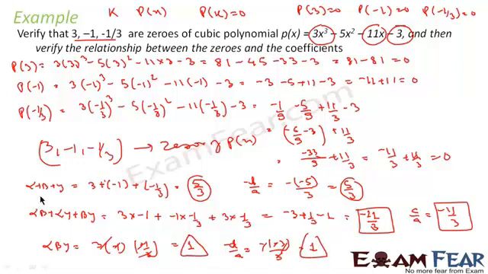Thus we have proved that alpha plus beta plus gamma is equal to minus b by a, both are 5 by 3. Alpha beta plus alpha gamma plus beta gamma is nothing but c by a, that is minus 11 by 3, and alpha beta gamma is nothing but minus d by a, that is 1. So what we have done, we have first proved that 3, minus 1 and minus 1 by 3 are zeros of this cubic polynomial, and then we have proved that the relations which we have derived, that alpha plus beta plus gamma is equal to minus b by a, alpha beta plus alpha gamma plus beta gamma is equal to c by a, and alpha beta gamma is equal to minus d by a, are correct.